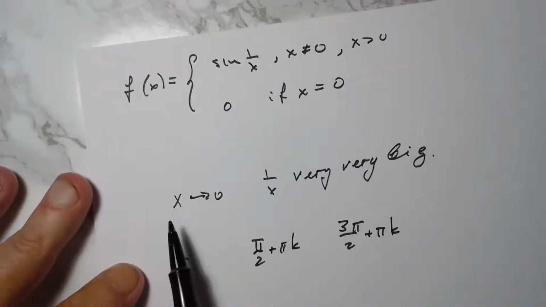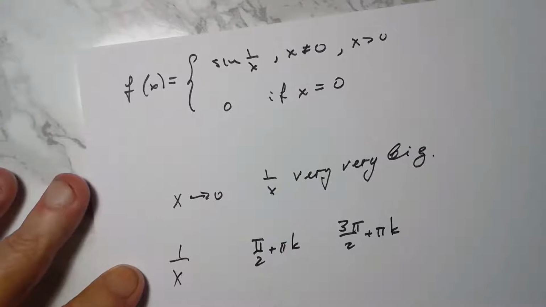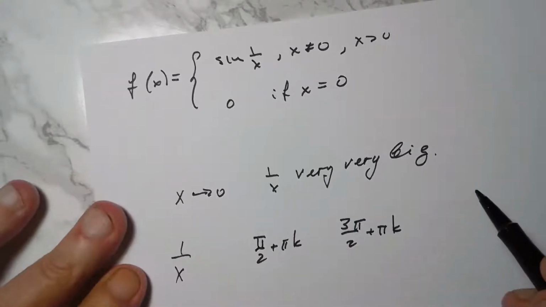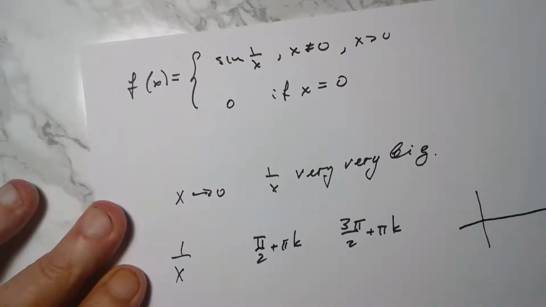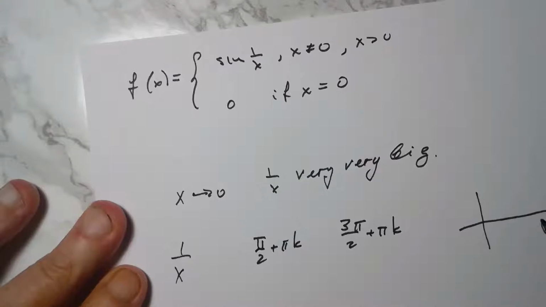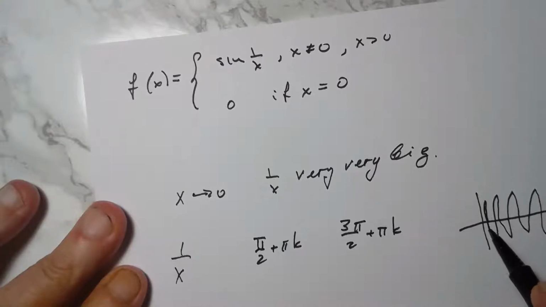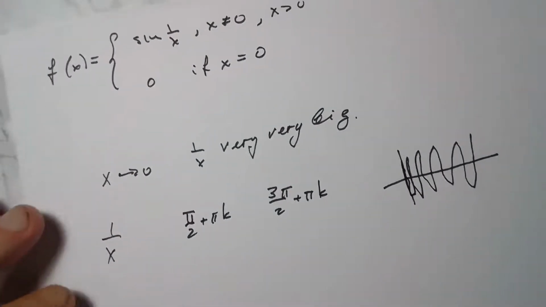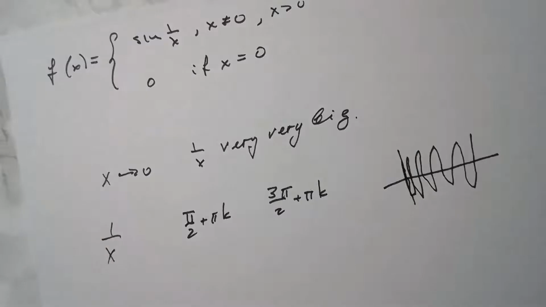And that means that this function sine in here will be 1, and in here it will be minus 1. And so the graph of this function, more or less, will look exactly like I showed you. And as it gets closer and closer to 0, these jumps will come up infinitely often, and this will not be a continuous function.